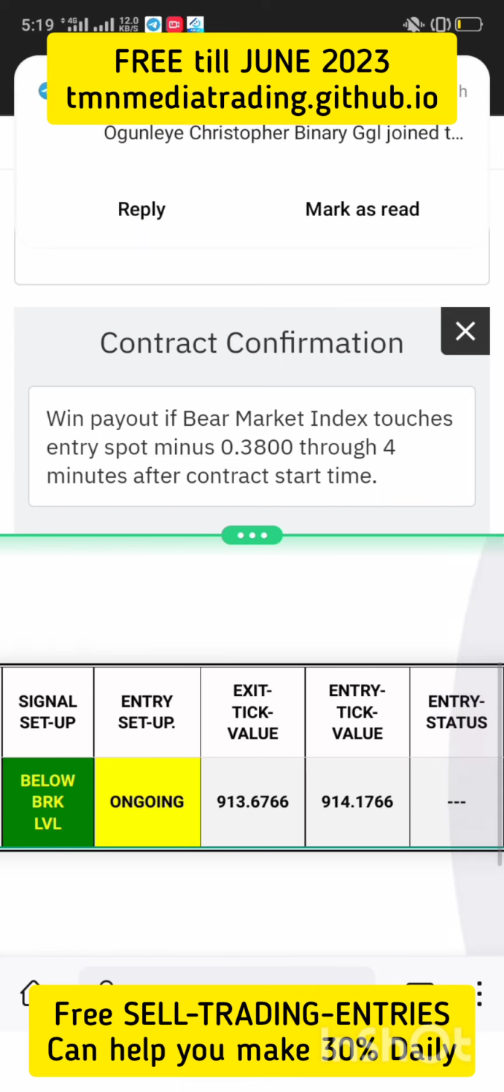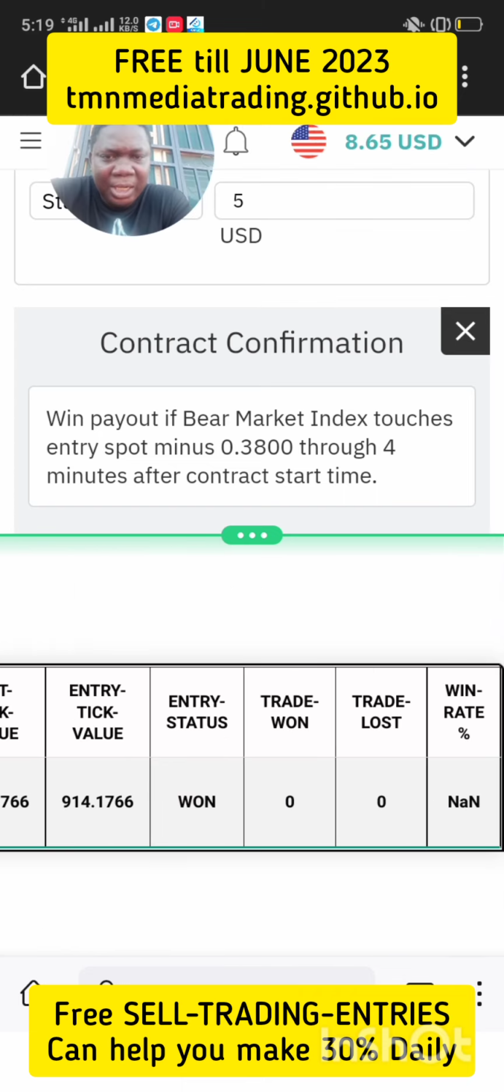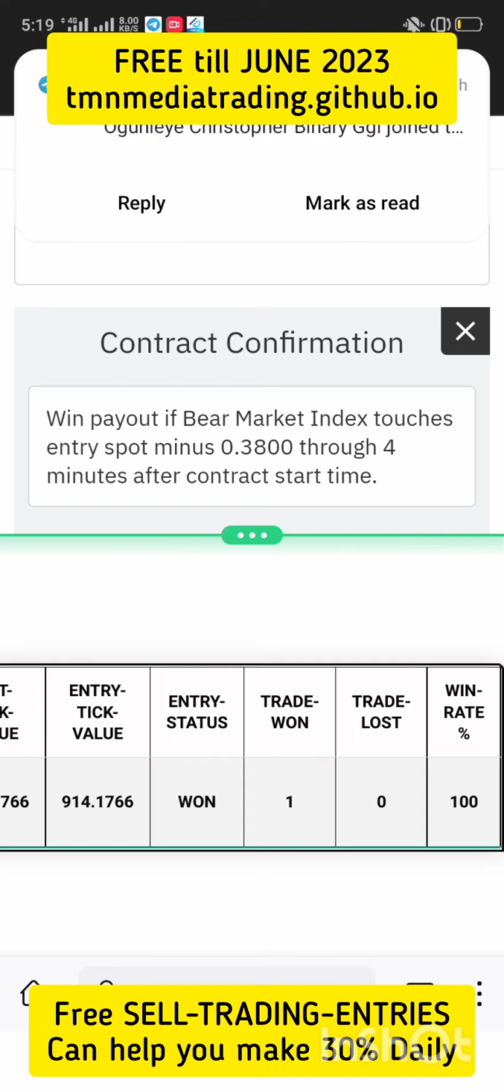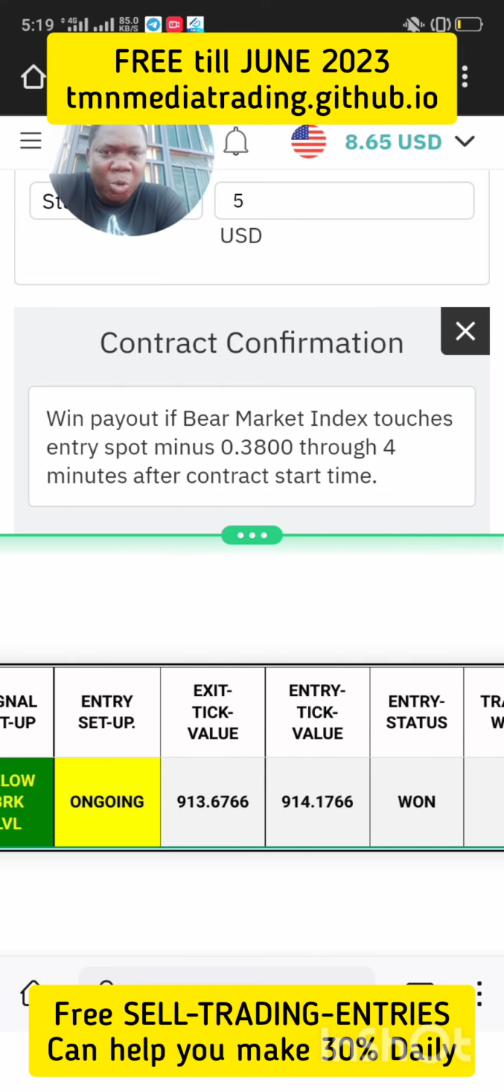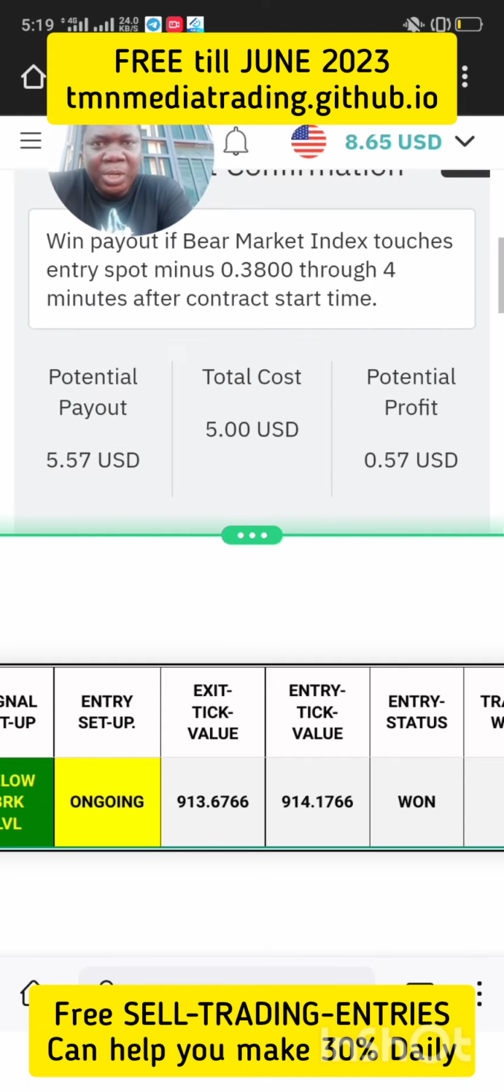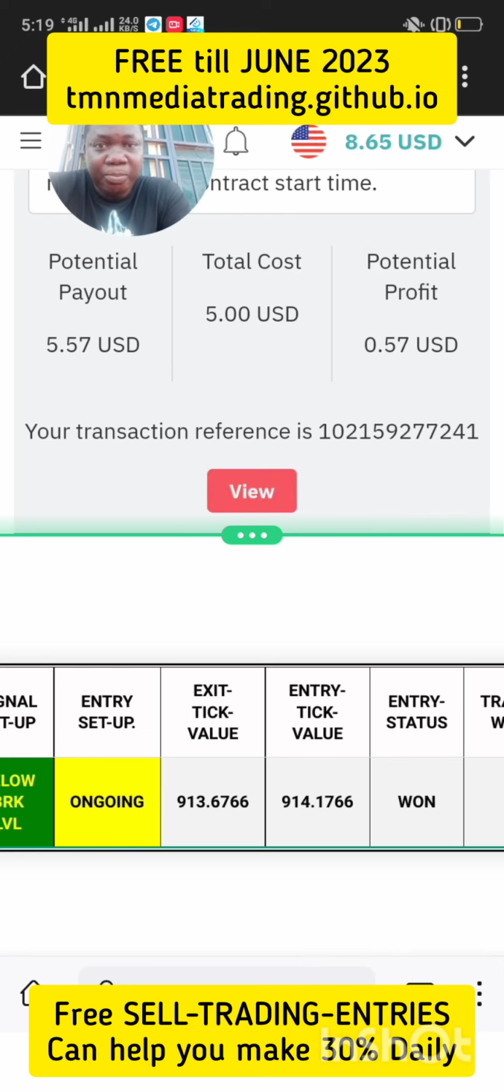And you can see that I've won the trade. And here also, it shows me that the trade, if I've taken that trade, that I would have won that trade. Okay, it shows me that I would have won that trade. You can see the entry value 1914. So let's check our real trade that I placed.